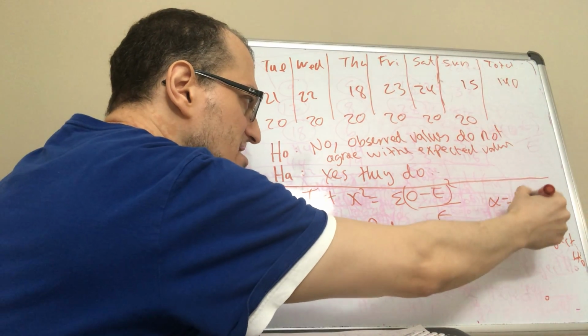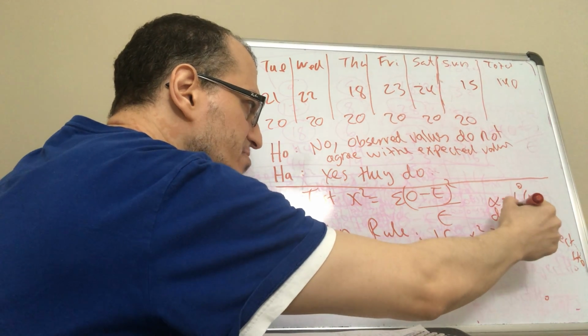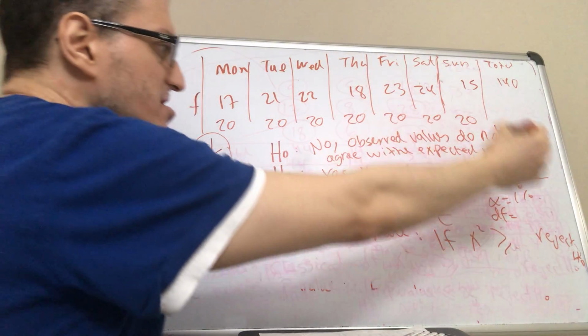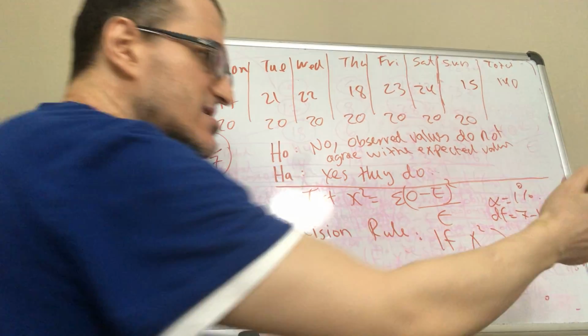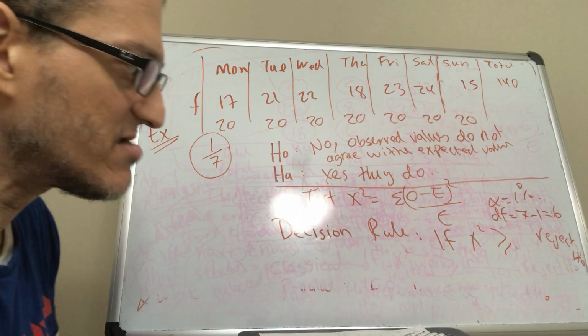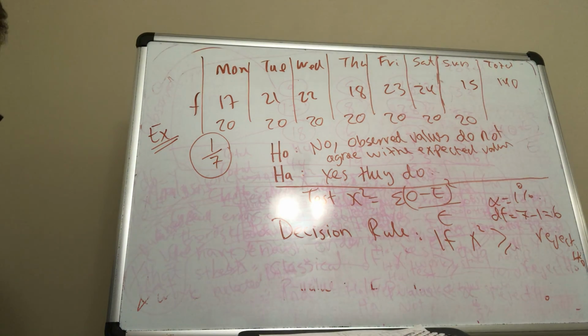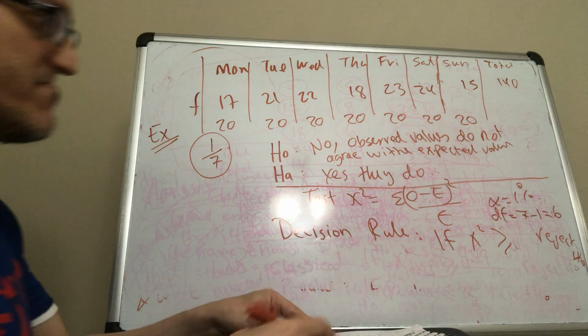They give you alpha at 1%. Now the degrees of freedom for this would be the number of categories minus 1. It's like sample minus 1, a little bit different than the other one. So you go to your chi table, and the common number between 1% and degrees of freedom 6 is 16.81.